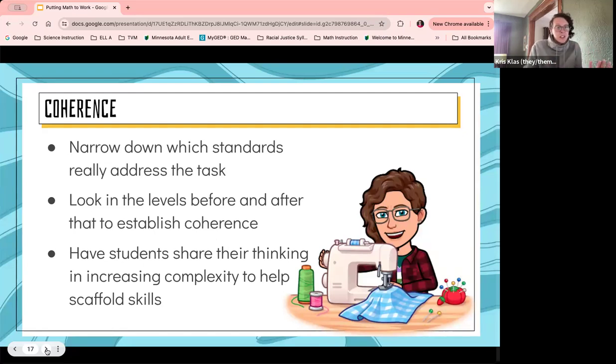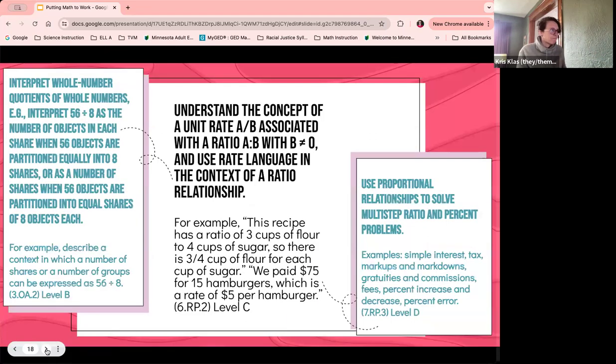You don't share the student's name, but you share their work and highlight that, again, to do that scaffolding. So here's an example of what I'm talking about. I know there's a lot of text on the screen, but this one in the middle is the standard that I felt most addressed this cost of goods and profit margin task.